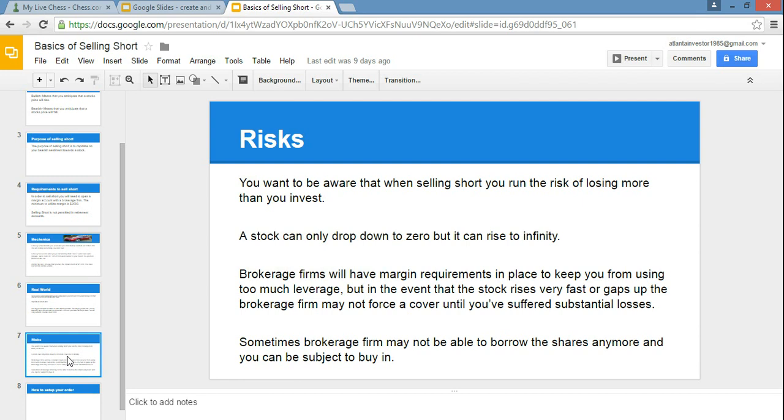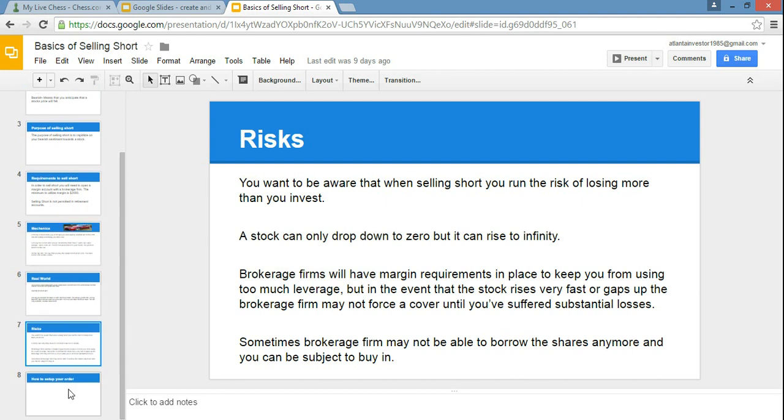Also, sometimes brokerage firms may not be able to borrow shares anymore, and you may be subject to a buy-in. They can't always maintain a loan in a particular stock, and you could be subject to a buy-in.